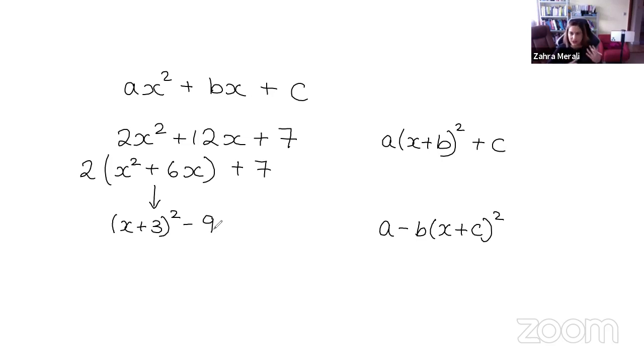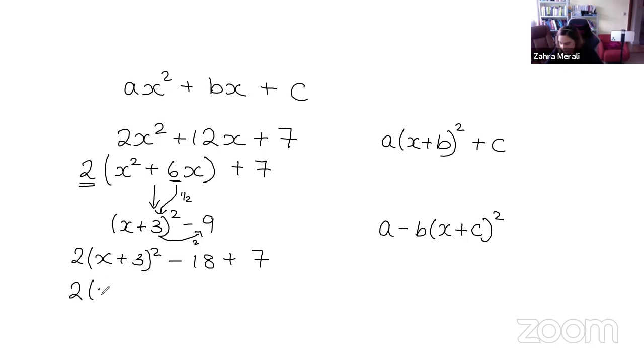So just a quick reminder, completing the square, you're taking what's in front of the x and you're halving it. And then you're taking this number and you're squaring it. And that's where you get what you take away. Now the whole of that little bit has to be multiplied by 2. So we end up with 2(x plus 3) squared minus 18 plus 7. And so we have 2(x plus 3) squared minus 11. Okay, so that's a reminder of how to complete the square.